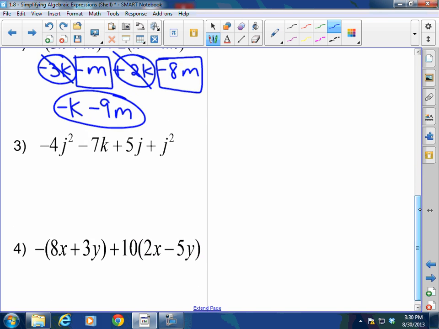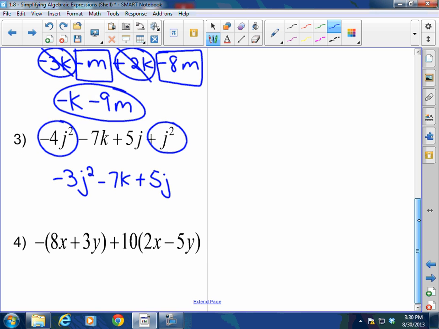Okay, another one. Negative 4j squared minus 7k plus 5j plus j squared. I know that negative 4j squared and positive j squared are like terms. The negative 7k and the 5j are not. So negative 4j squared plus 1j squared, when the signs are opposite, you subtract as normal and keep the sign of the largest absolute value. 4 minus 1 is 3, but there's more negatives than positives. So negative 3j squared minus 7k plus 5j.